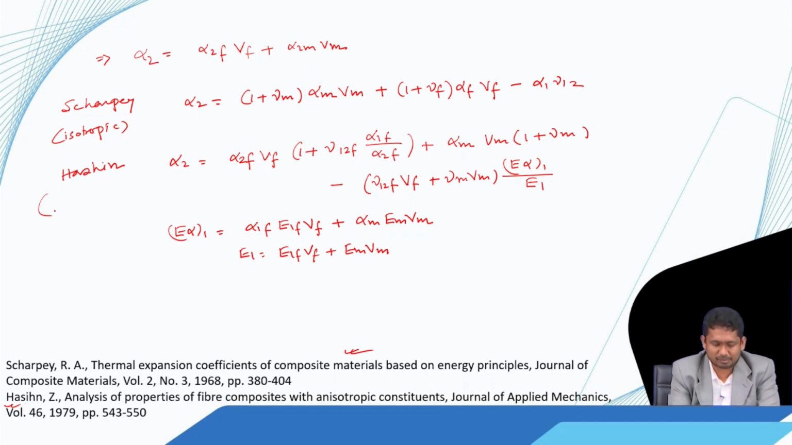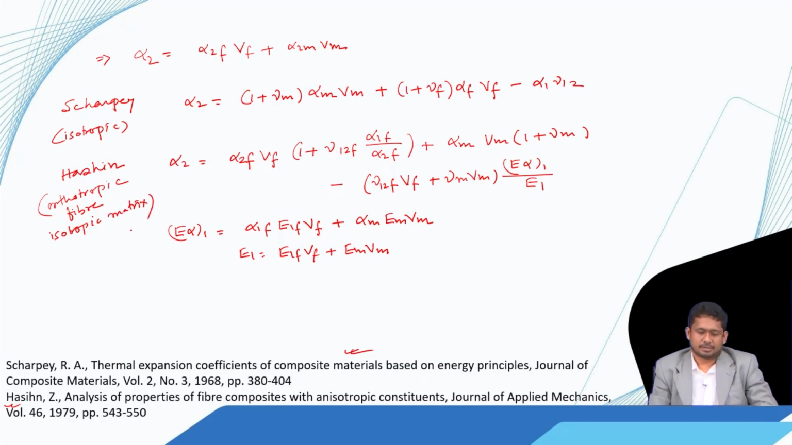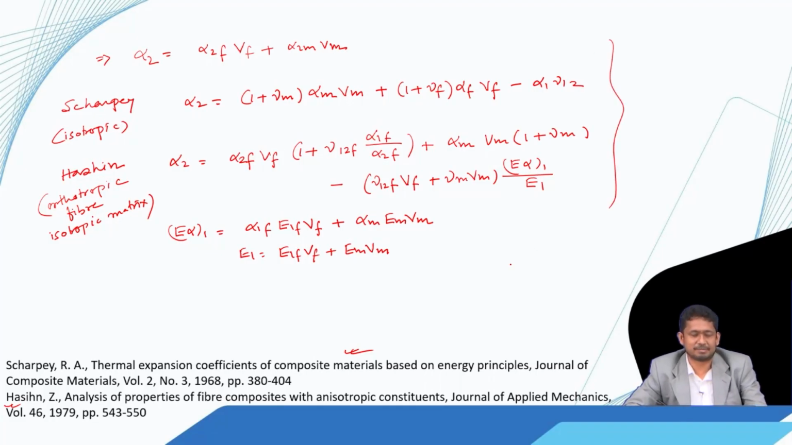So, Hashin's approximation was for orthotropic fiber and isotropic matrix. So, a study can be done with numerical values to see how close are these three expressions in agreement.